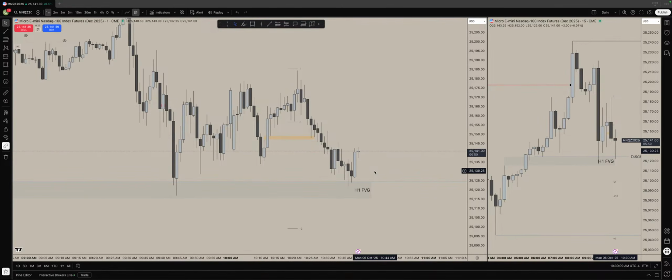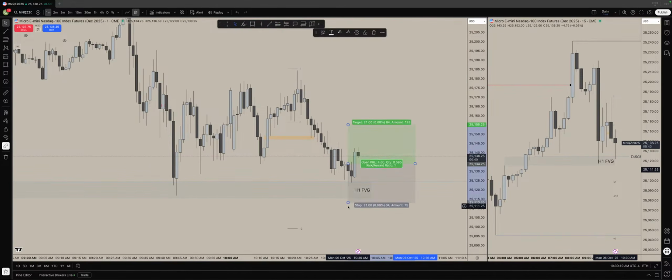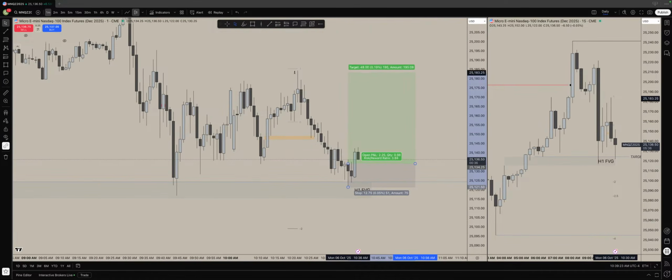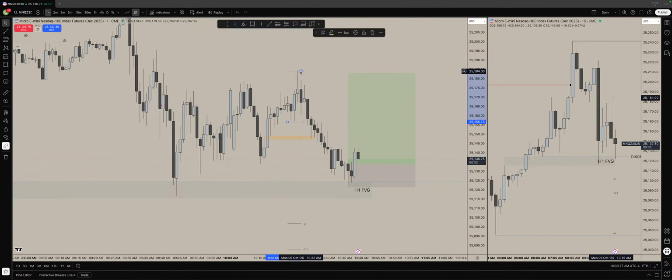The only thing here that makes sense, and I actually think we tapped it already, oh no we didn't, would be this order block here. But from this we can go much higher, I think. But it's a bit too risky to take it in my opinion right now.